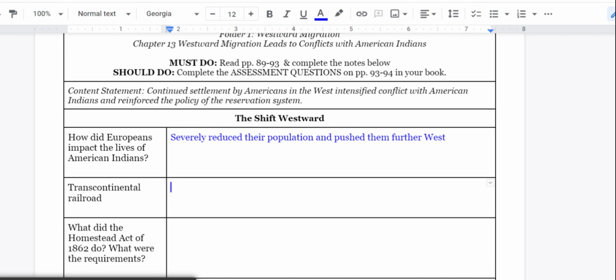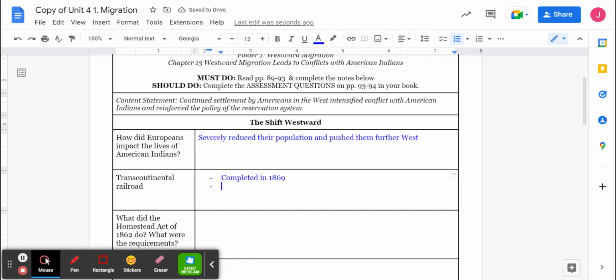Now I'm going to talk about the impact of the railroad. So in 1869, the Transcontinental Railroad was completed. So the first thing you need to know about it was when it was completed. And then what did it do? Well, it actually reduced the journey from New York to San Francisco from 6 months to 10 days. So now it's easier than ever to travel across the country.